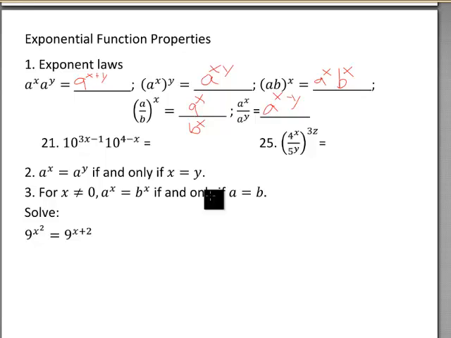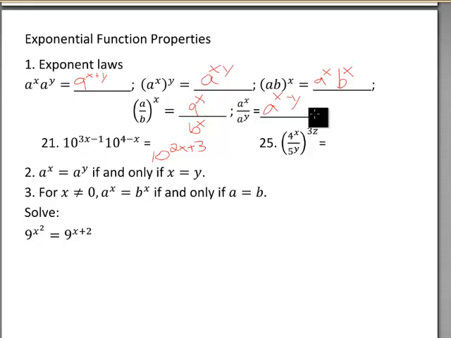Okay? So in this case, here, number 21, we're just asked to simplify. So let's do that. This becomes 10. So notice we have the same base with different exponents, so we can add the exponents. So we have 3x plus a negative x gives us 2x. And we have a negative 1 plus 4 leaves us with a plus 3. Okay, so this becomes 10 to the 2x plus 3 power.